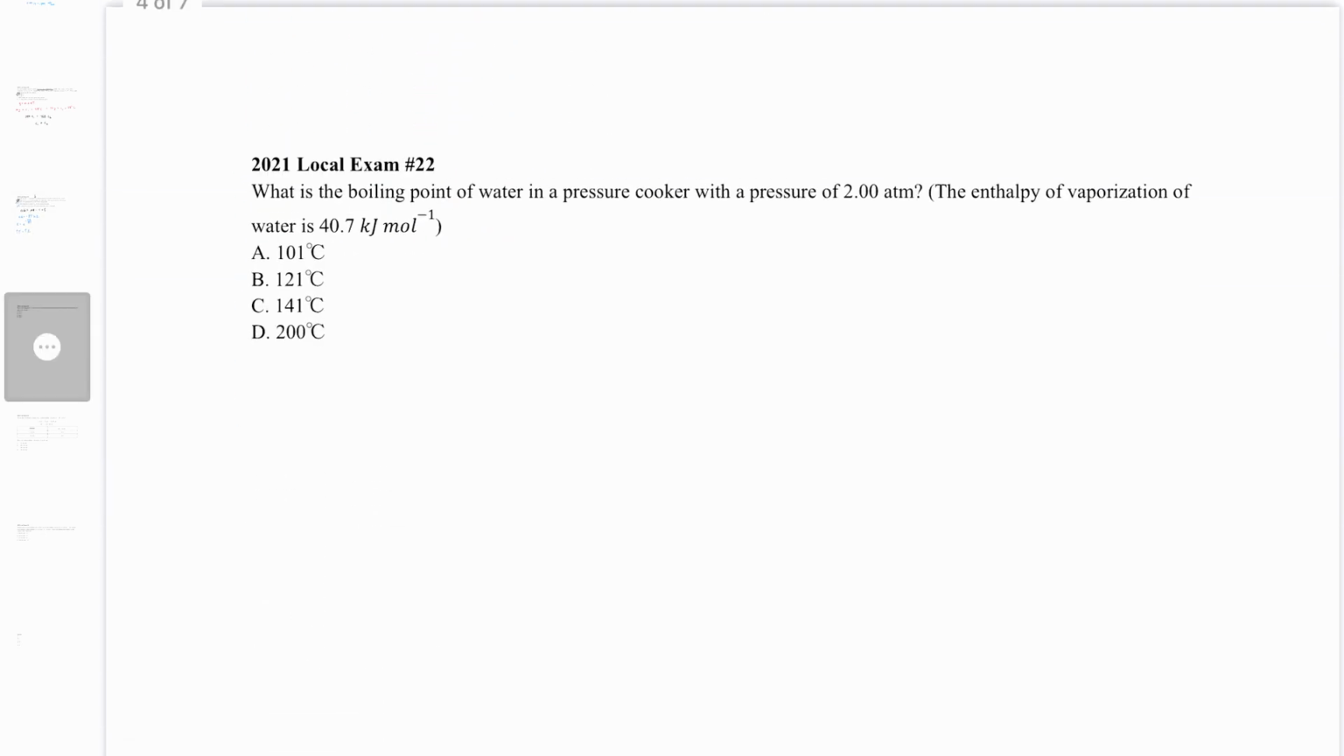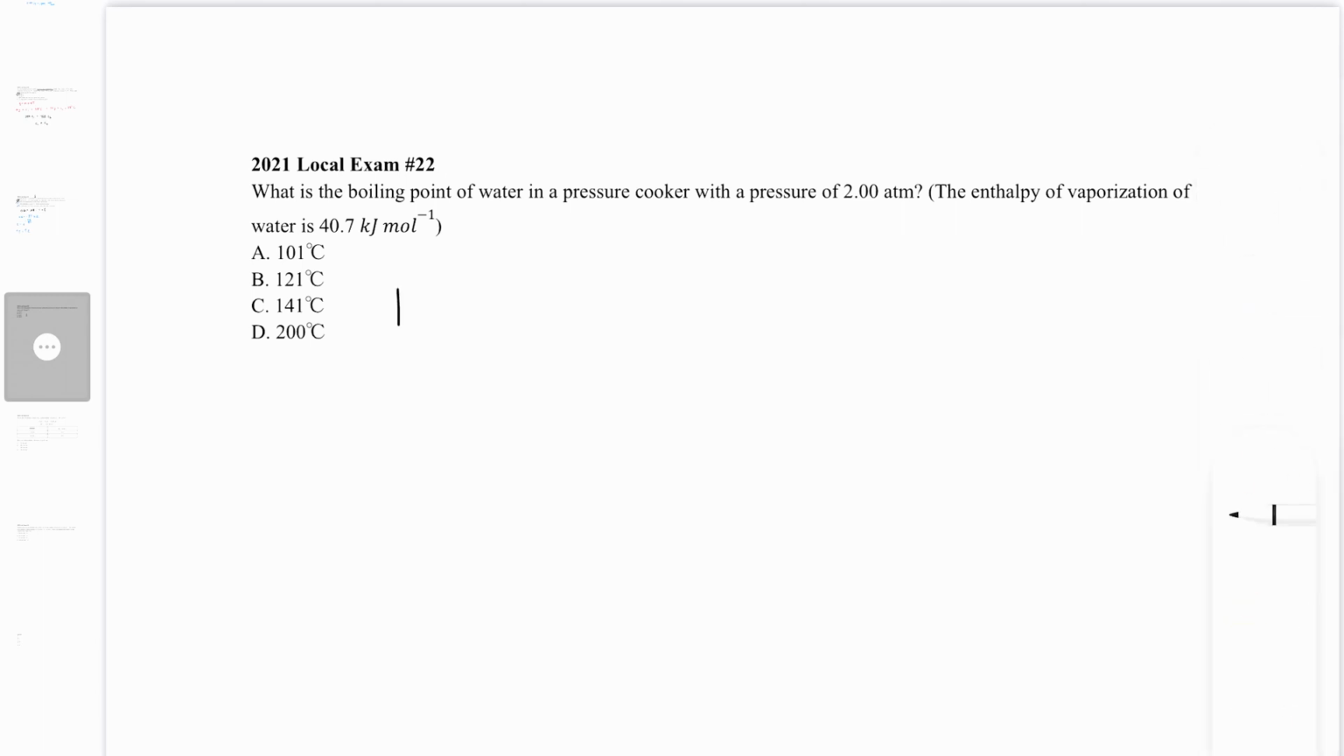Let's go to 22. What is the boiling point of water in a pressure cooker with a pressure of 2 atmospheres? And we're told that the enthalpy of vaporization of water is 40.7 kilojoules per mole. The fact that you have an enthalpy of vaporization, 2 sets of pressures, and 2 sets of temperatures means that you're going to be using the Clausius-Clapeyron equation. The Clausius-Clapeyron equation relates temperatures with different pressures as long as you're given the enthalpy of vaporization.